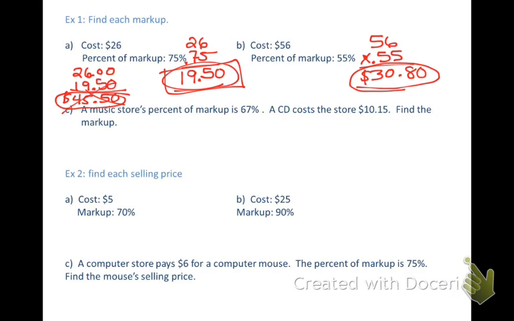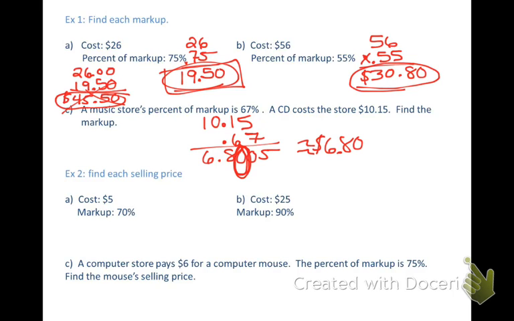So what if the answer is like 6.8005? You round to the nearest cent. So you multiply $10.15 times 0.67. Uh-oh. Fix that problem for me. So it would be 6.8005. You're going to round to this number right here. So it's about $6.80. Thank you.